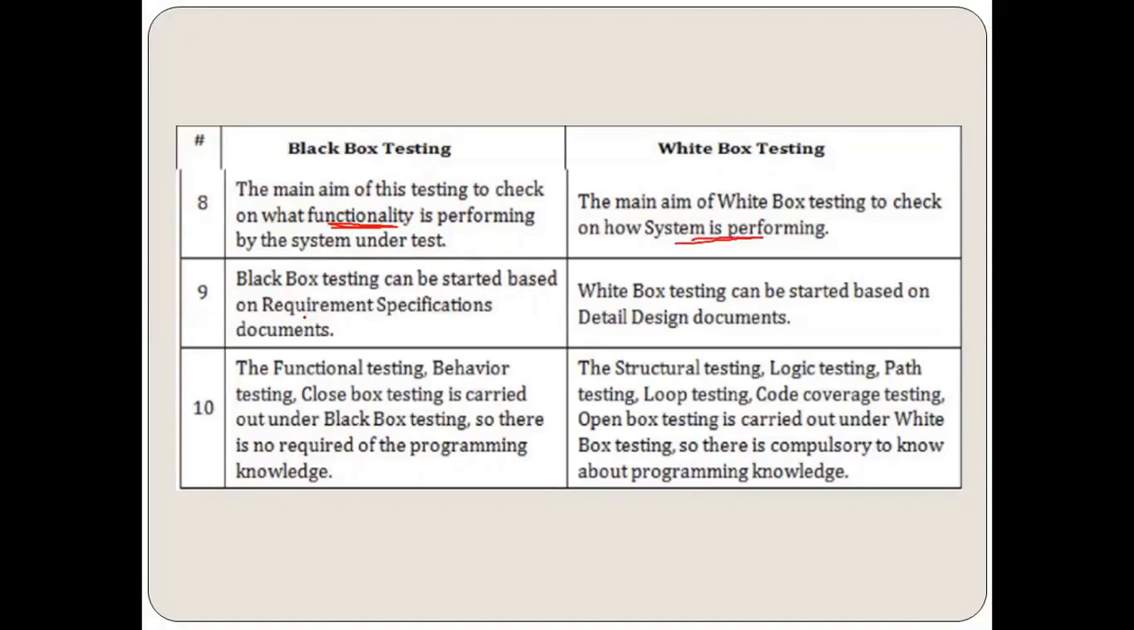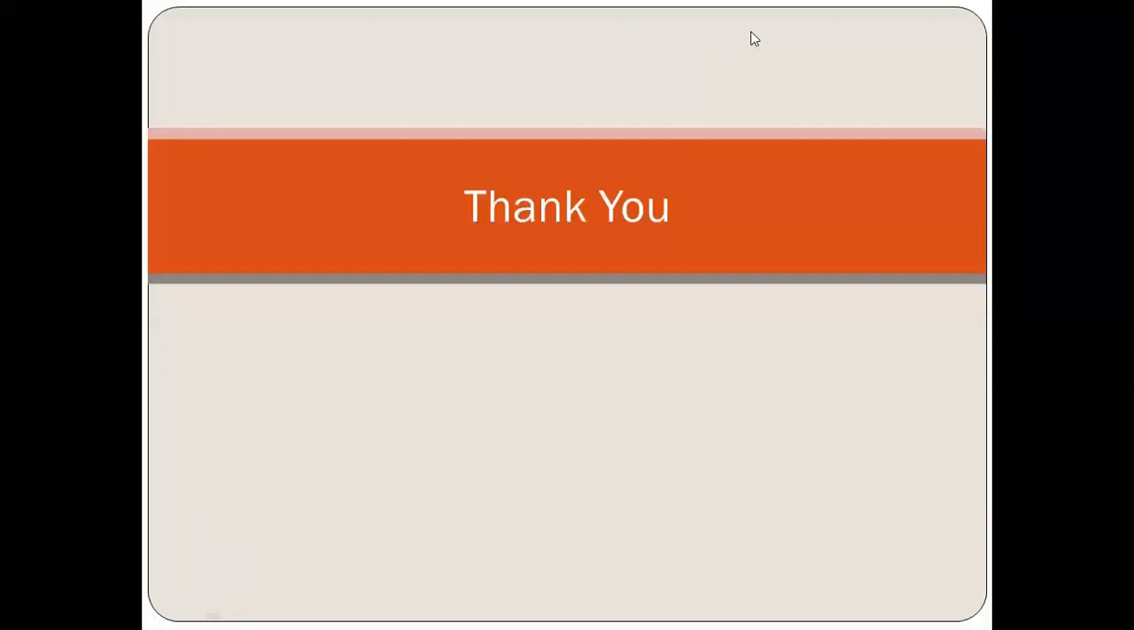For black box testing, we need to have requirement specification document details, because we are going to work on the requirements, those related to the functionality, right? For white box testing, we need a detailed design document. Functional testing, behavioral testing, and closed box testing are carried out in black box testing, so there is no requirement of programming knowledge. You can see these are different types of testing in white box testing, that is structural, logic, path testing, loop testing, code coverage. So that is why programming knowledge is compulsory for this. So that's all for this one. Thank you very much.